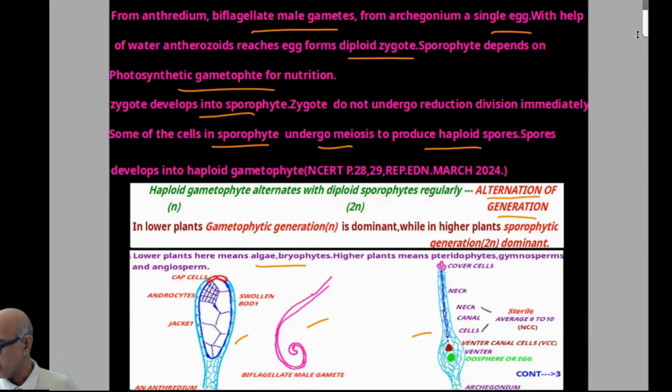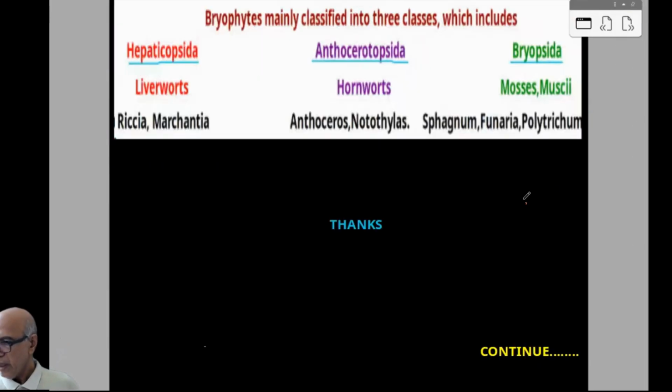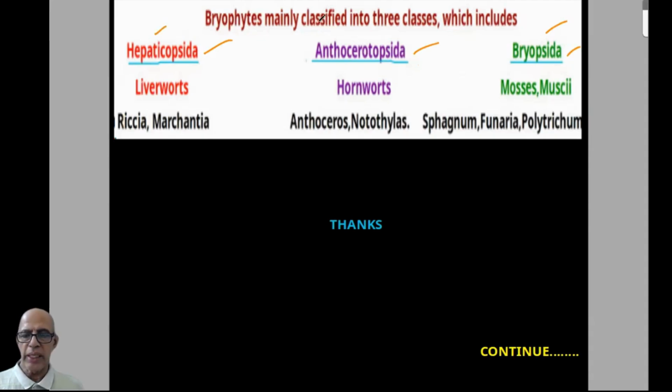Then, classification of bryophyte. Bryophyte is mainly classified into 3, which include Hepaticopsida, Anthocerotopsida, Bryopsida. Hepaticopsida is most primitive, Bryopsida is most advanced. Hepaticopsida, liverworts. Plant body looks like liver. Examples are Riccia, Marchantia. Anthocerotopsida, popularly called hornworts. Typical examples are Anthoceros and Notothylas. And Bryopsida, the most advanced bryophyte, they are called mosses. Examples are Sphagnum, Funaria, Polytrichum.